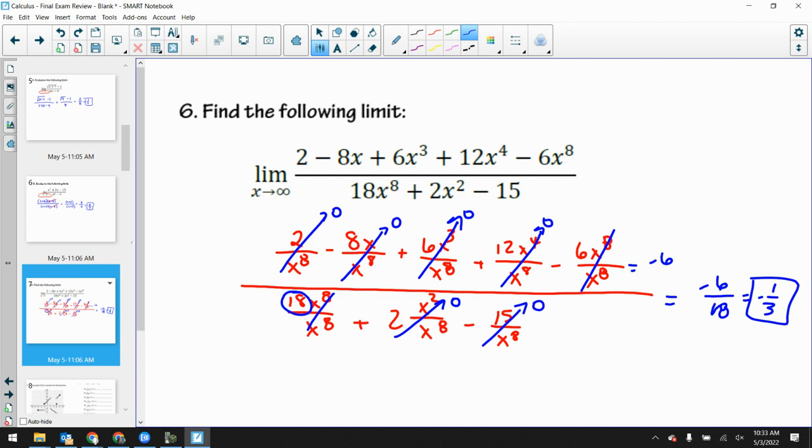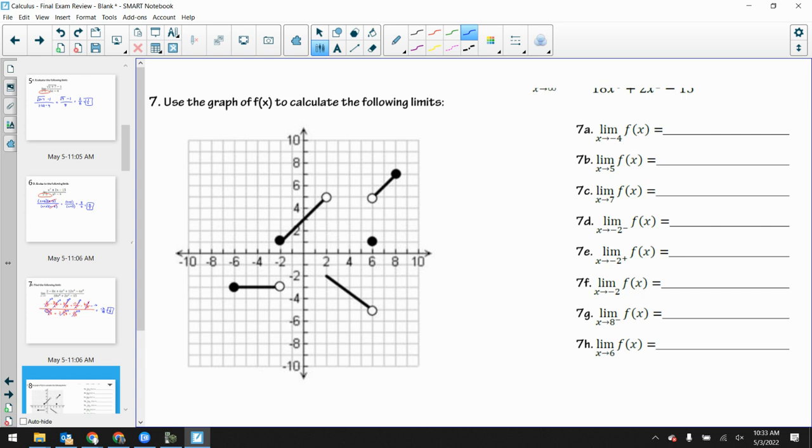All right, so let's take a look at this one. Remember these? So finding the limit in a graph. First one here, the limit as x goes to -4. Now remember, this is the x value that I want to find. I want to find the y value when x is -4. So if I go to find -4, the function is right there.